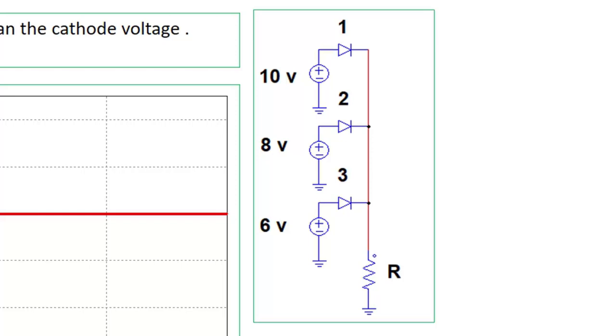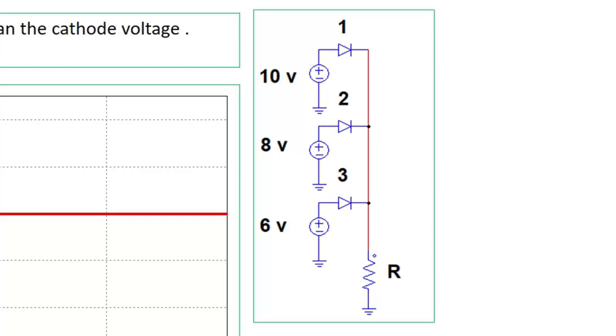That is not possible. When diode number 1 conducts, the cathode voltage becomes 10 volt, when 2 conducts it becomes 8 volt, and when 3 conducts the cathode voltage becomes 6 volt. So three voltages cannot be at one point at a time. Let's start from diode number 1. When diode number 1 conducts, the cathode voltage becomes 10 volt, and the 8 volt supply at diode number 2 is less than 10 volt, so diode number 2 will not conduct. Similarly, for diode number 3, the 6 volt supply is less than 10 volt, so diode number 3 will also not conduct.